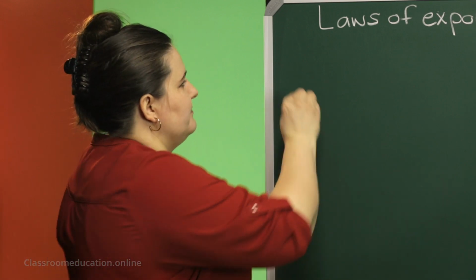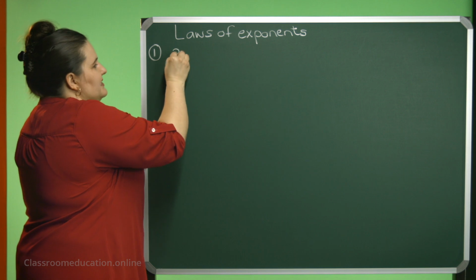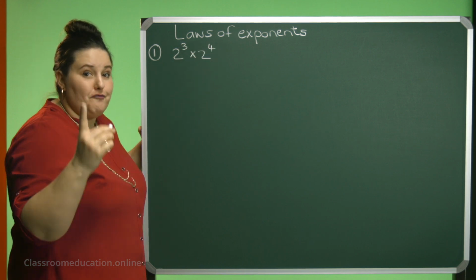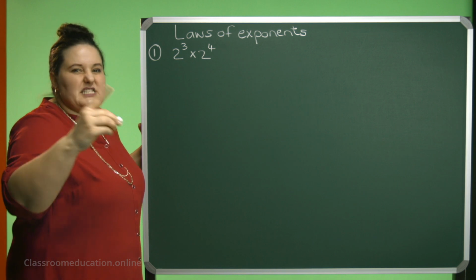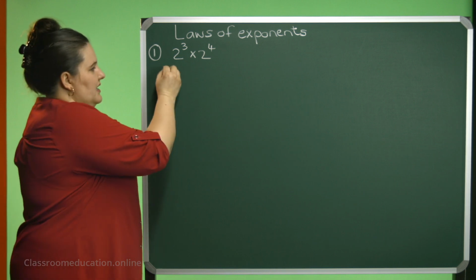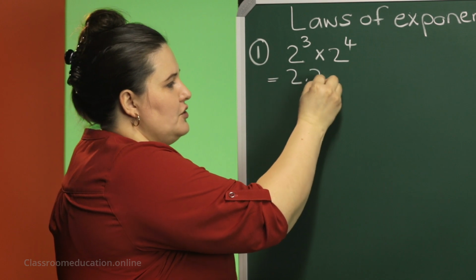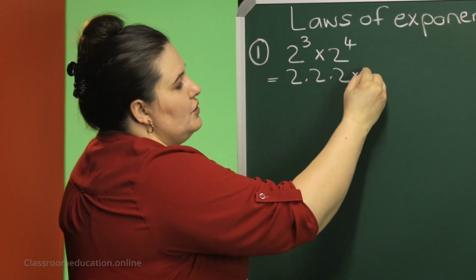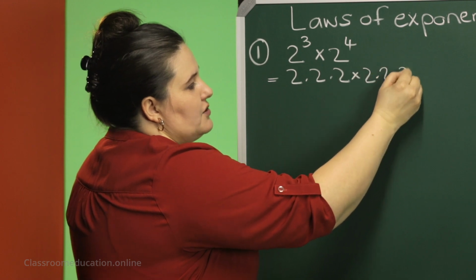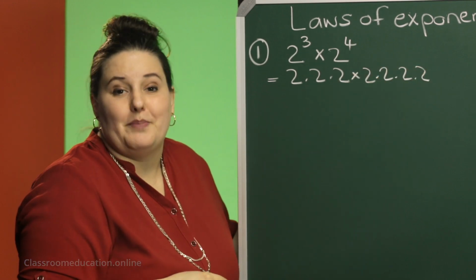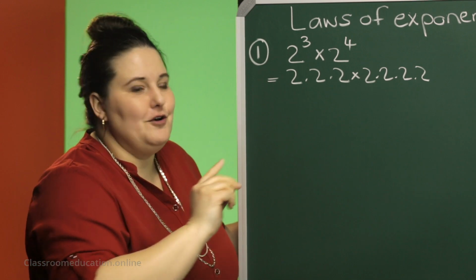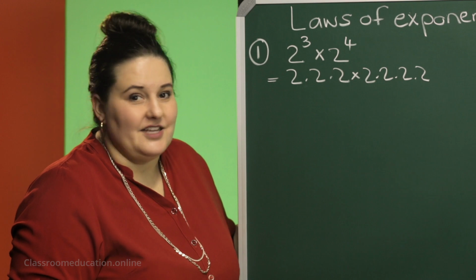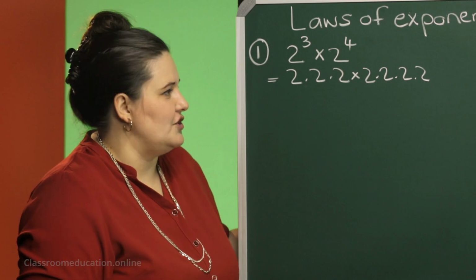Right, the first one. If I say 2 to the power of 3 times 2 to the power of 4, let's expand it first and see what happens. So it will be 2 times 2 times 2 for the 2 to the power of 3, and then 2 times 2 times 2 times 2 for the 2 to the power of 4. Careful, that dot, that point means it's multiplication. It's not a decimal, it's multiplication.